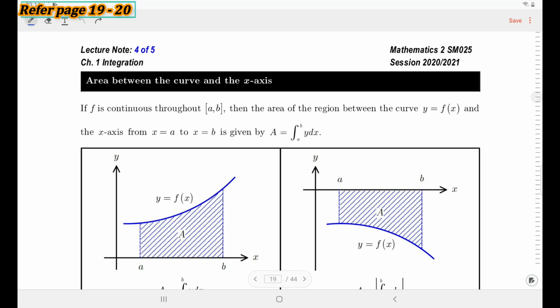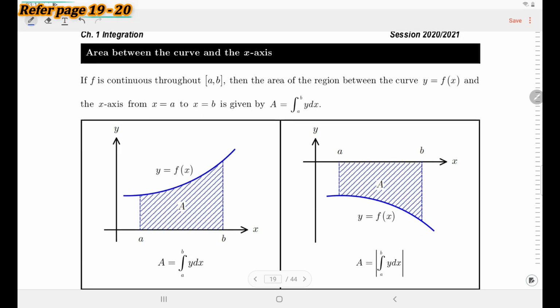Okay, this is the curve and this is the function. Sorry, this is the axis, x-axis or y-axis. First of all, we'll be looking at the curve of the function and the x-axis, so the horizontal one.